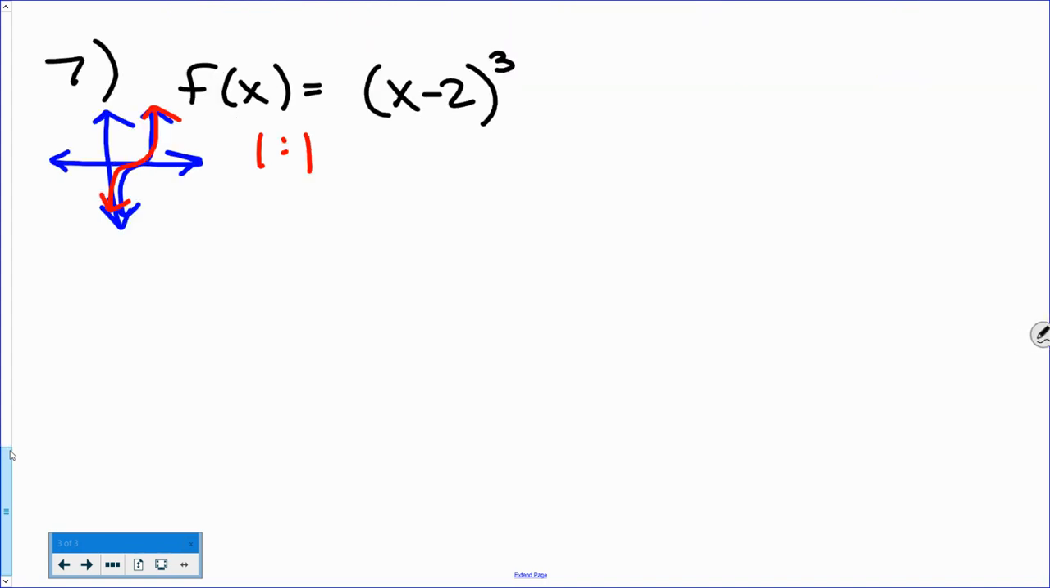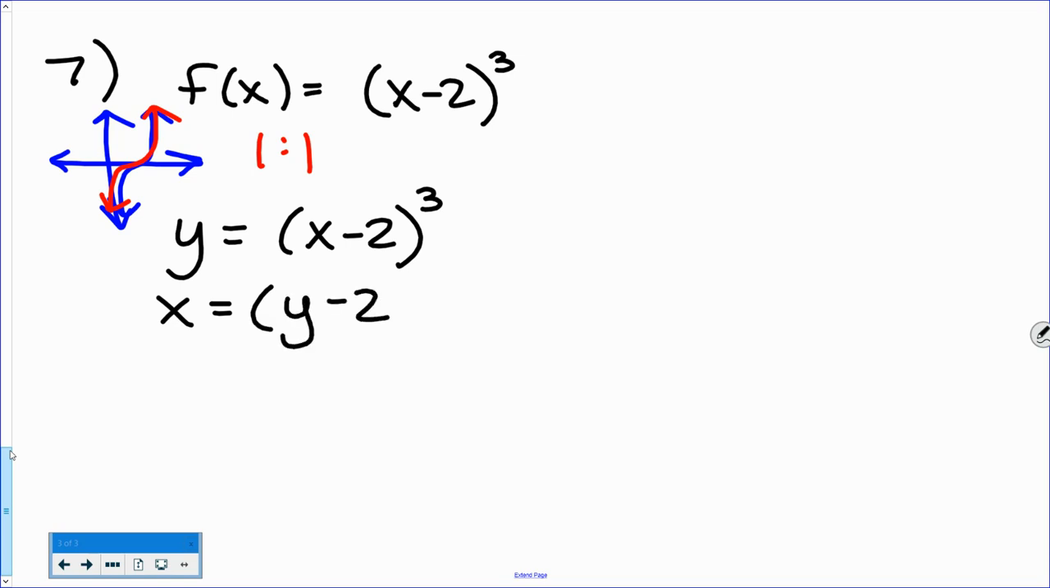Exciting. All right, so I'm going to change it to y equals instead of f of x. I'm going to replace the x and y just so I solve for y. So I need to undo the cube power here, or the 3rd power. So I must take the cube root of both sides. Make sure you put that little 3, otherwise it means a square root. I'm not taking the square root, I'm taking the cube root.